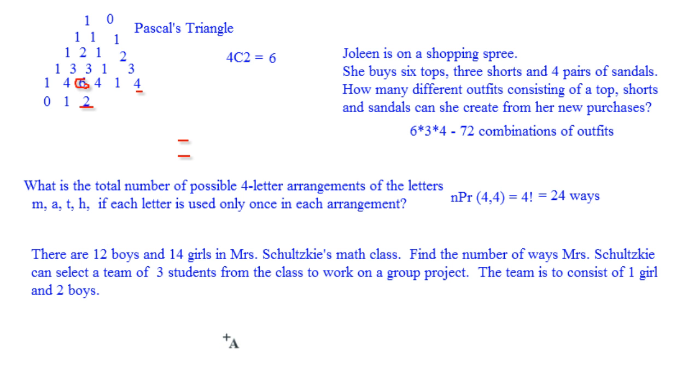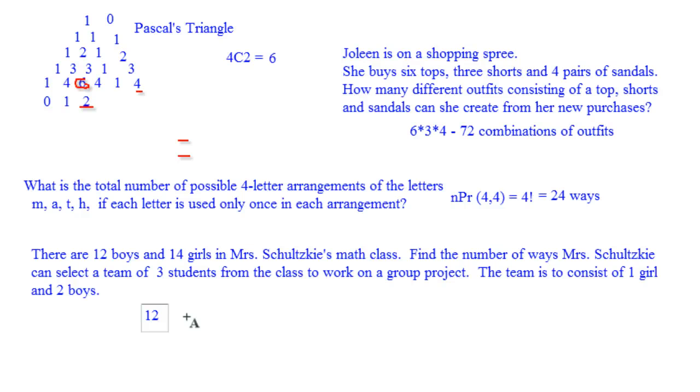Now, this next one is a little bit easier to discern. There are 12 boys and 14 girls in Mrs. Schultz's math class. Find the number of ways Mrs. Schultz can select a team of 3 students from the class to work on in one group. The team is to consist of 1 girl and 2 boys. So this one's going to be actually quite interesting. So for the first combination, there are 12 boys and 14 girls. So the first combination is we have 1 girl and 2 boys.